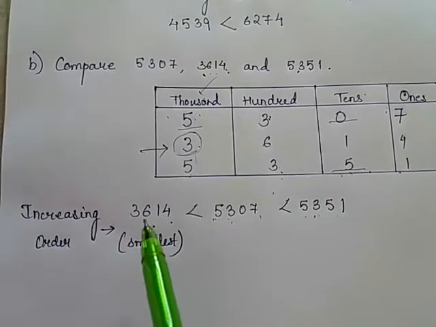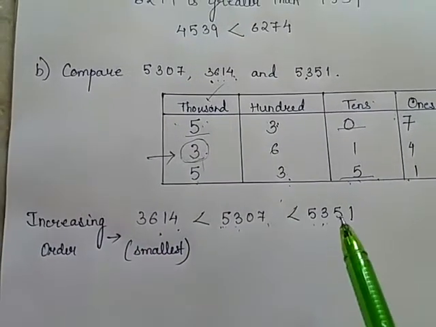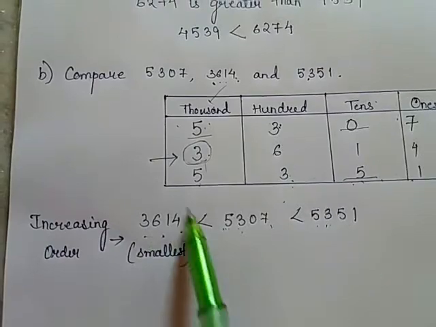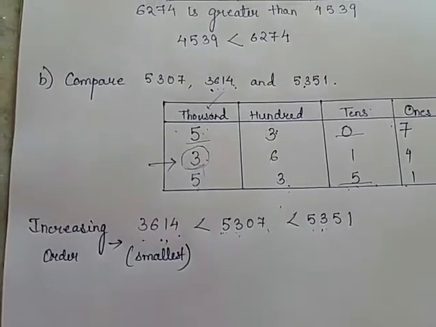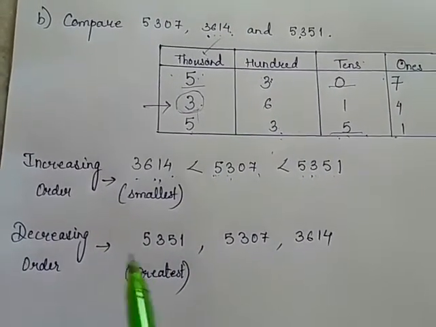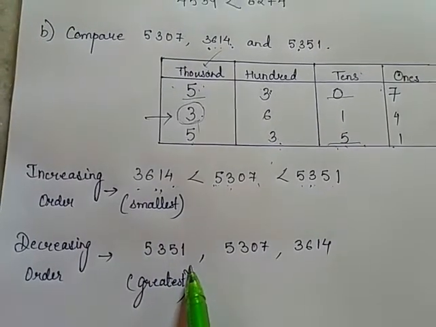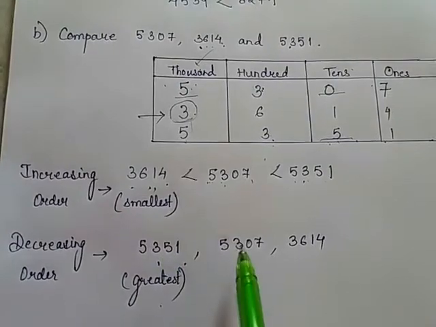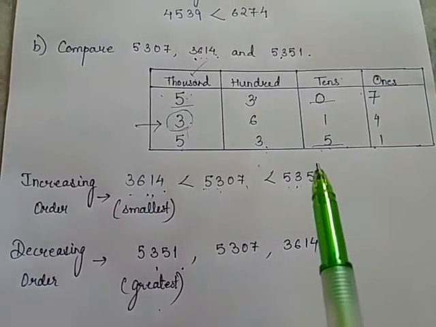Now if we write the numbers in this way, that is the increasing order, this will be our smallest number among the three. And if we write it in this manner, that is in the decreasing order, then the first number that we are getting will be the greatest number. So this is how after comparing we order different numbers.